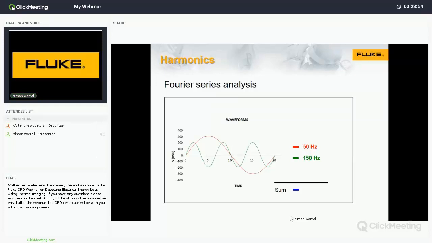Now, if we've got just the fundamental and the third, they're combined to give us a distorted waveform, which you can see on screen now as blue. If we go one step further and add the 7th harmonic, which is 350 hertz, you can see the overall waveform distorts even more. And we go up to the 51st harmonic. So a power quality analyzer will analyze the distorted waveform, and it will break out each of the individual frequencies and give you the magnitudes of them, which we can then use going forward to find the root cause of our problems.